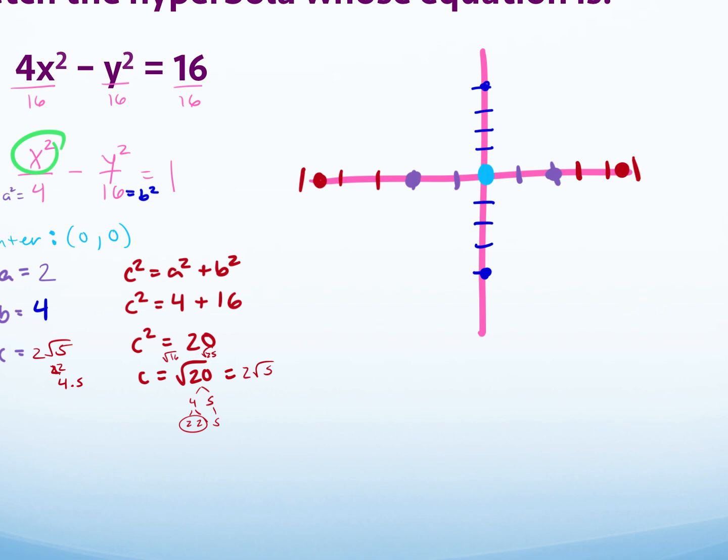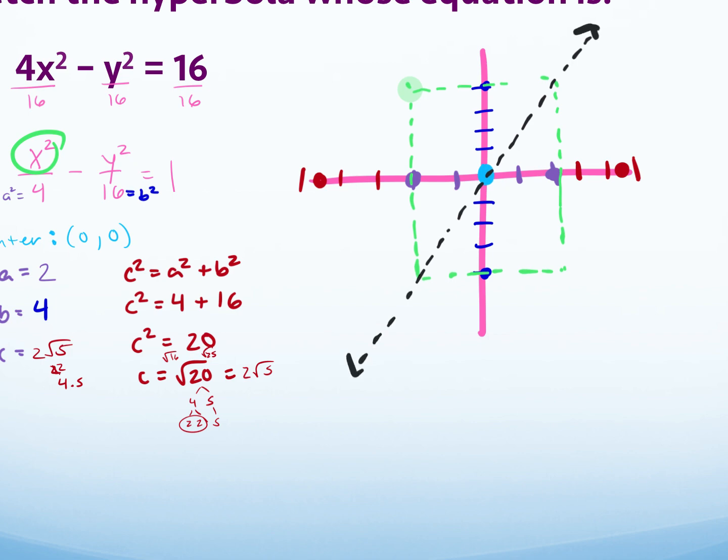Before I draw my hyperbolas, I want to draw my asymptotes. So to come up with the asymptotes, our vertices and our co-vertices make a box. So I draw a box that connects my vertices with the co-vertices. So it'd be a little box here. It's kind of like an imaginary box. Now in the corners of those boxes, diagonally, are my asymptotes.